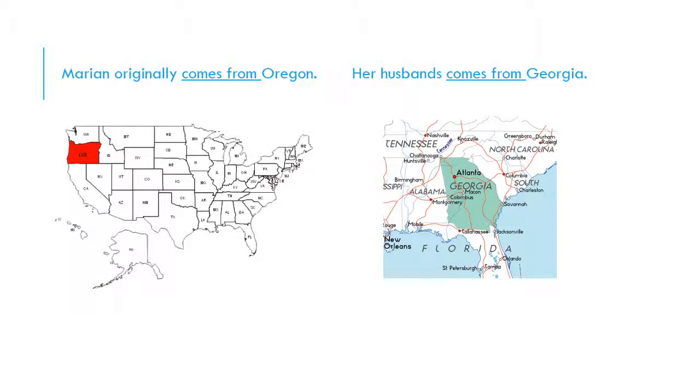So let's think about how we would use it for people. This is a map of the United States on the left, and I could say Marion originally comes from Oregon. That's the state that I was born in. And then if you look over on the right, I can say her husband comes from Georgia. Georgia is where the city of Atlanta is. That's on the East Coast. So you can think about, where do you come from? Or do you have friends or relatives that come from somewhere else, someplace different than you?